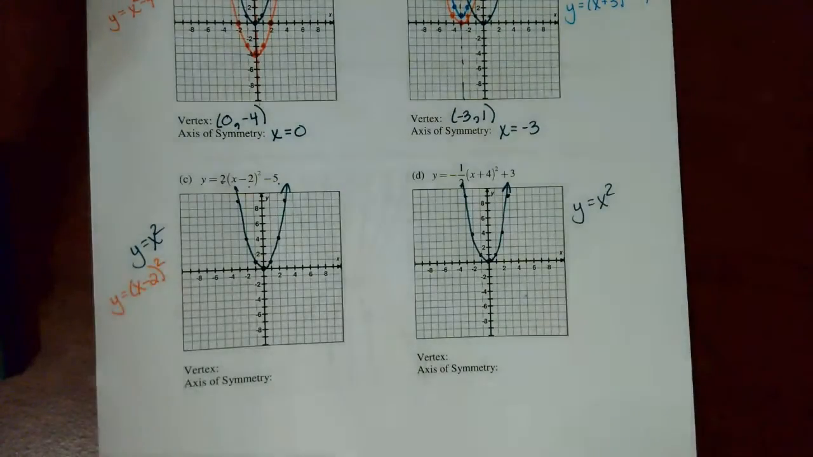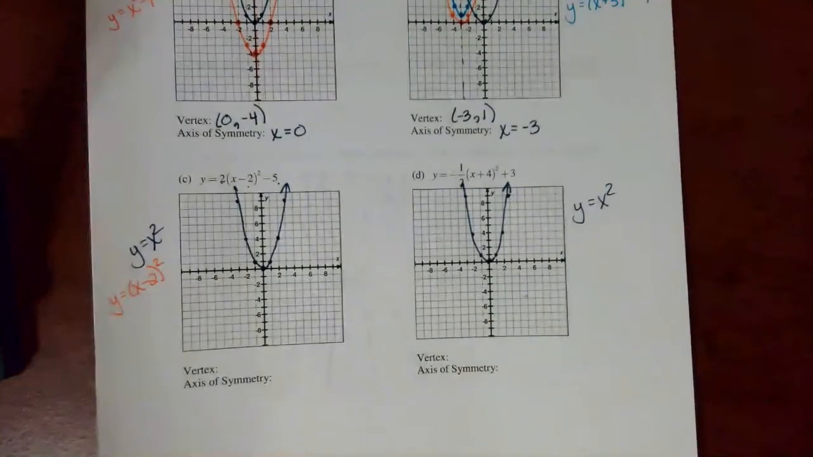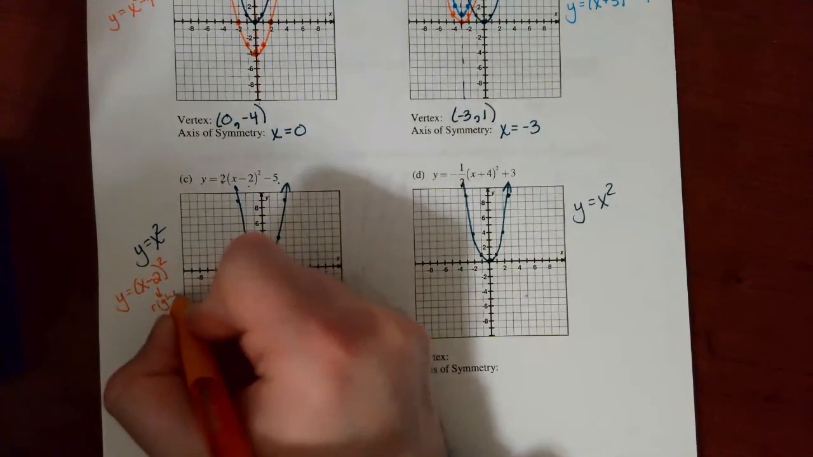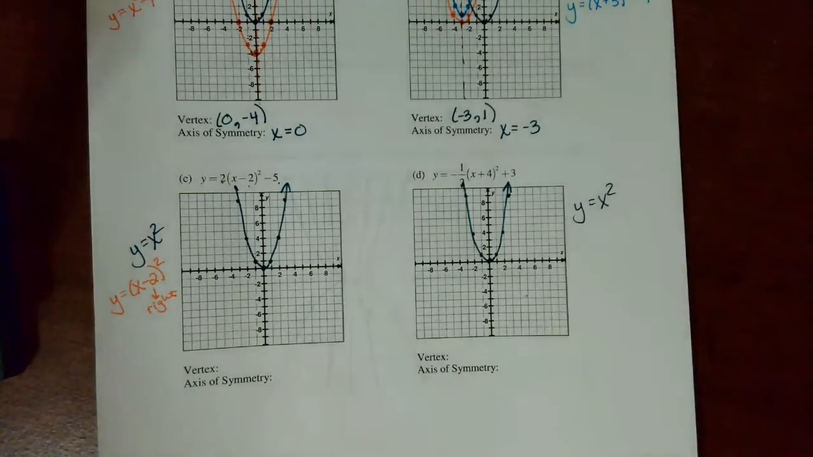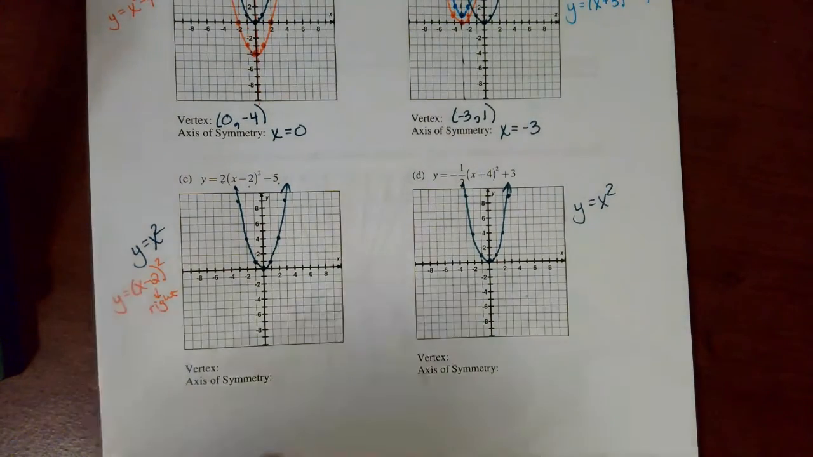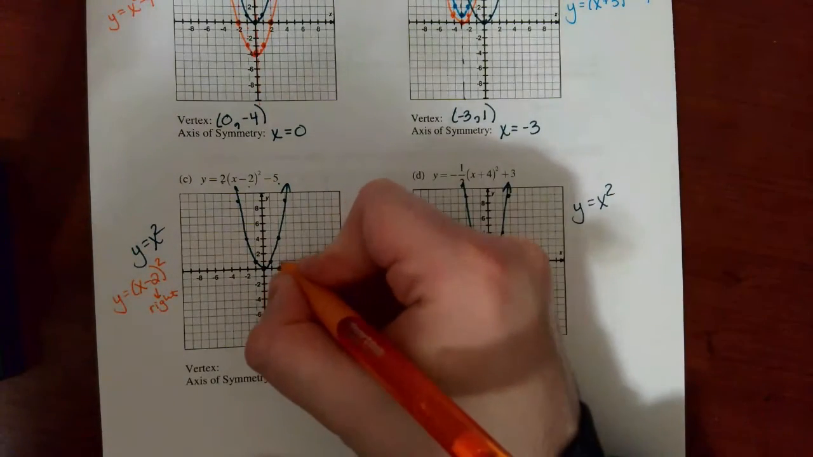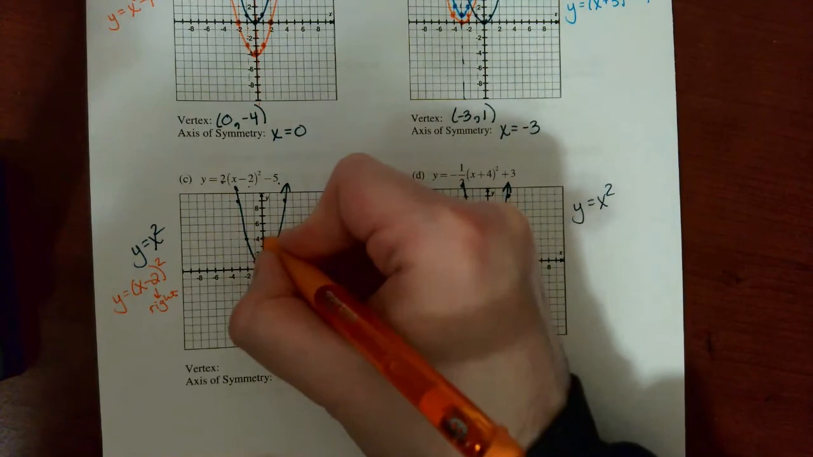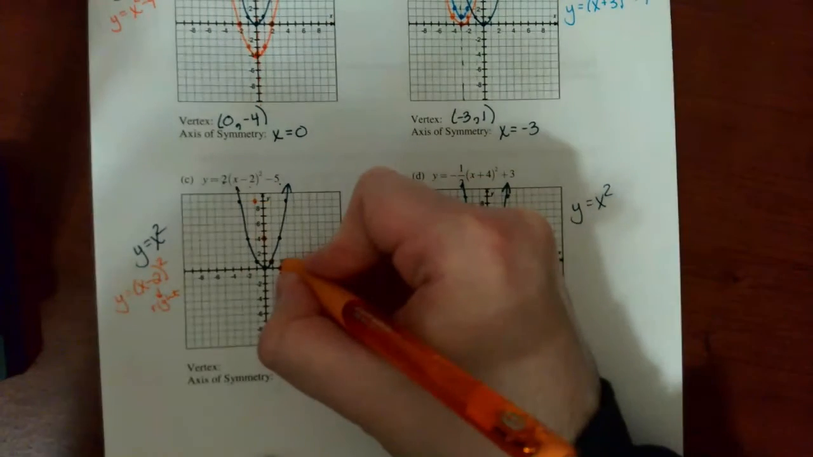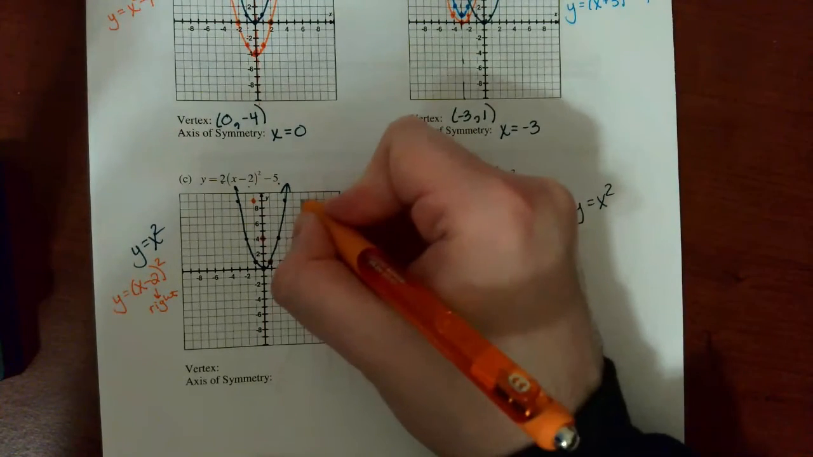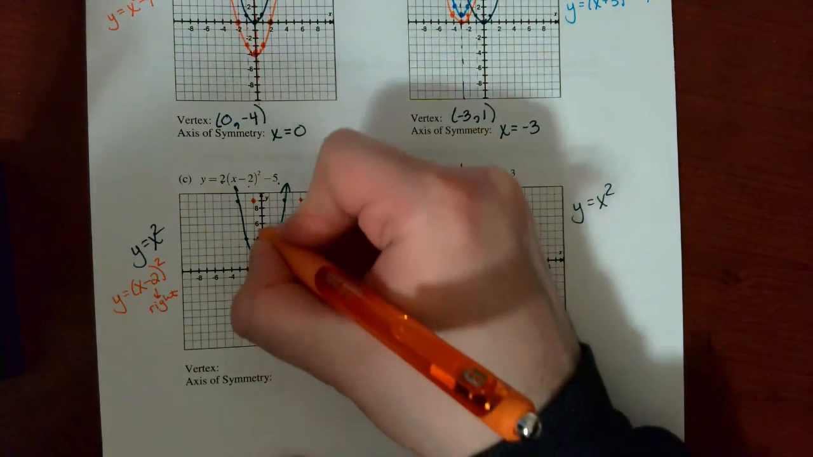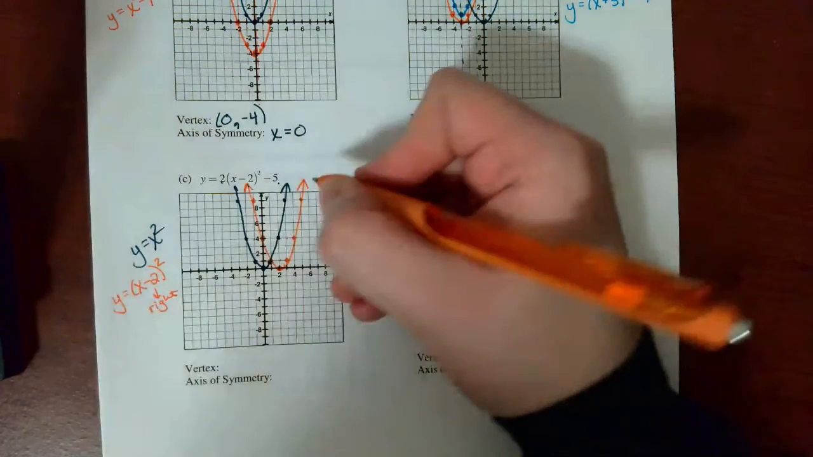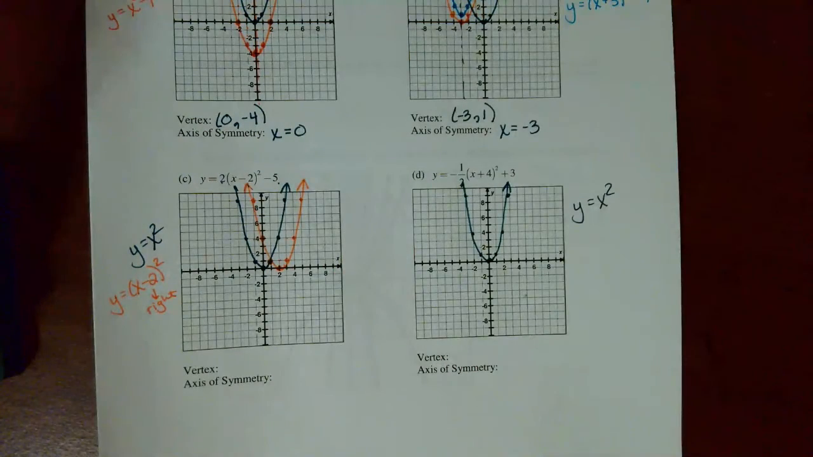Now the -2 will do what to the graph? Should move it to the right 2 spaces. Please go do that. Move your graph right 2 spaces. Hopefully looking something like that.